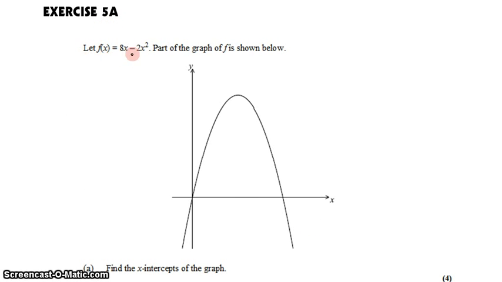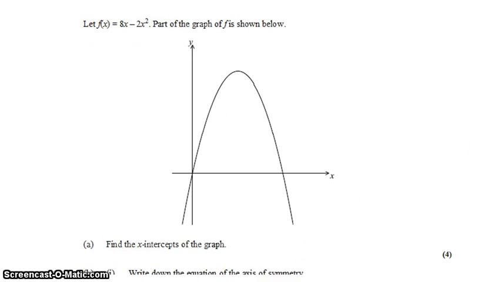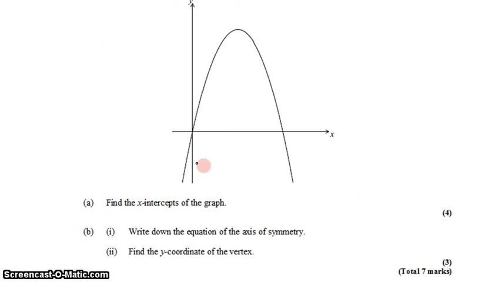We have a function, f of x is equal to 8x take 2x squared, and a portion of the graph is shown here. First part is we're asked to find the x-intercepts of the graph. That's going to be the x-intercept here and the x-intercept here. Right away we know there's going to be 2.